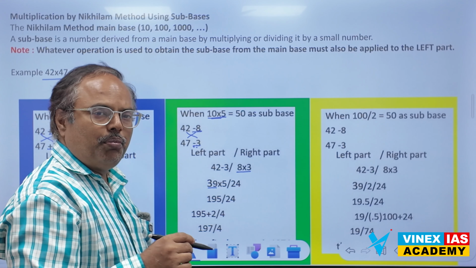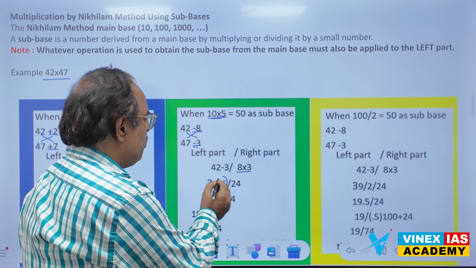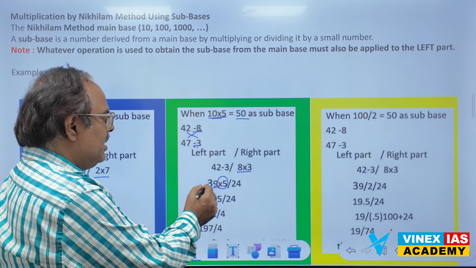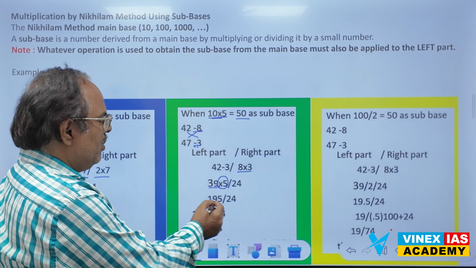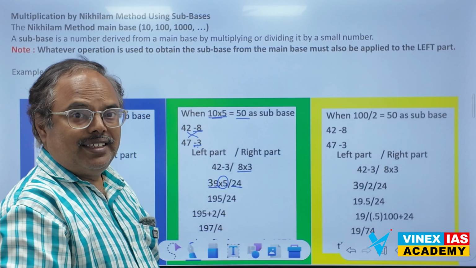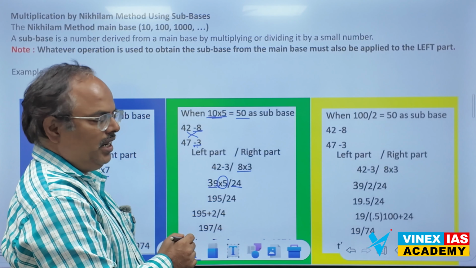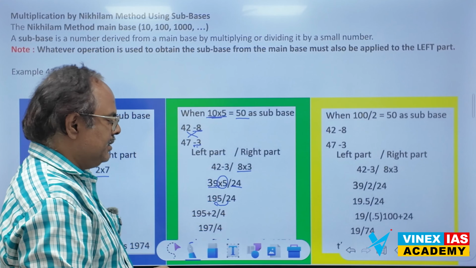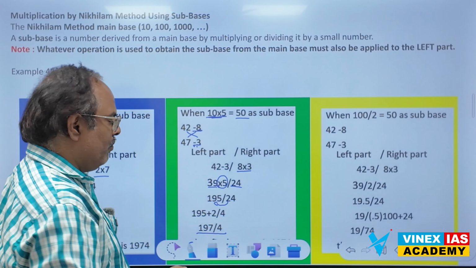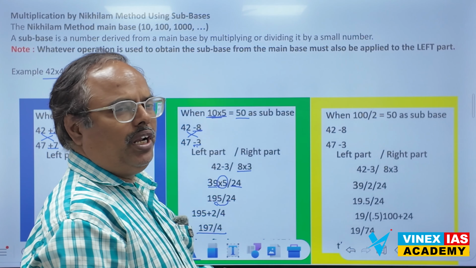Next, whatever operation is done to obtain the subbase, the same should be done on the left part. Now the subbase is obtained by multiplying 5 to the main base. So the left part is 39 into 5, which is 195, and the right part is 24. Since our main base is 10, what you should do? Maintain one digit on the right side and the remaining 2 will be carried. Now 195 plus 2 is 197. So our final answer is 1974.